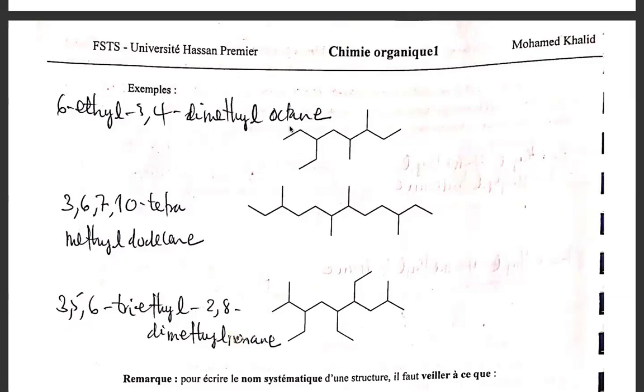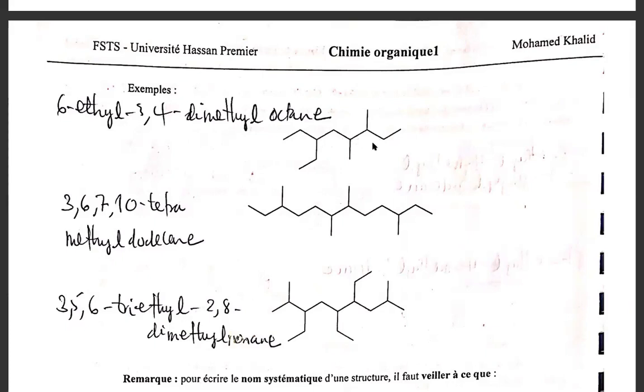You say, okay, this is 1, 2, 3. You have an ethyl there, and on position number 5 you have a methyl. So we are saying at position number 3 we have ethyl, and at position number 5 we have methyl. Then we do the same on the other side. So we're going to have 1, 2, 3. At position number 3 we have a methyl, and at position number 4 we have another methyl.